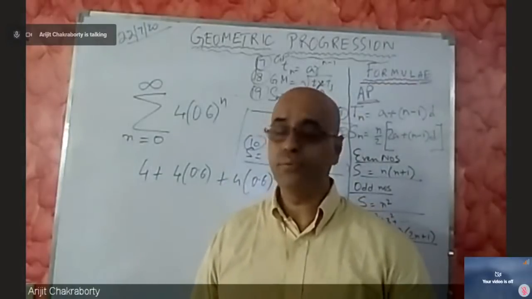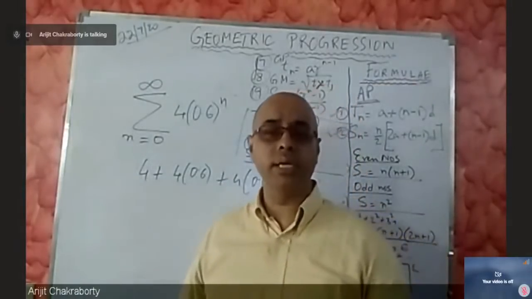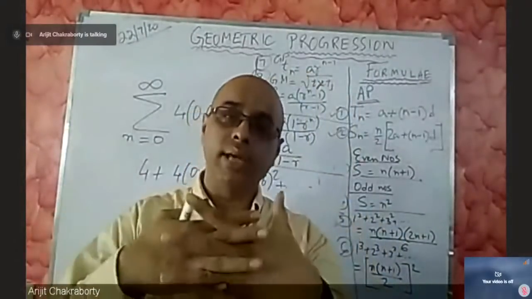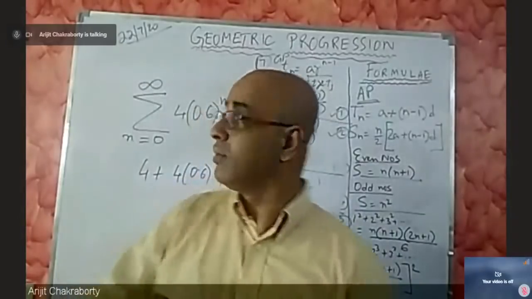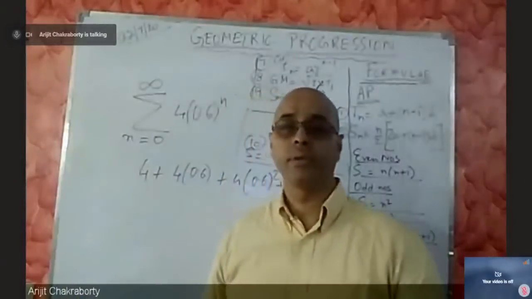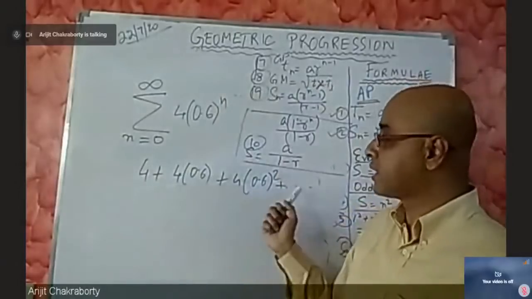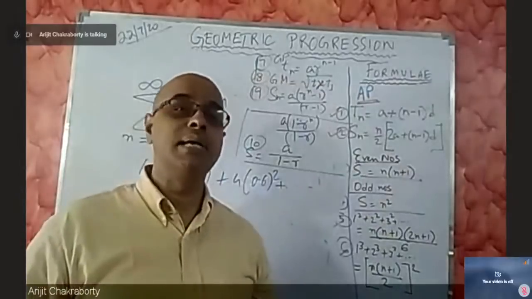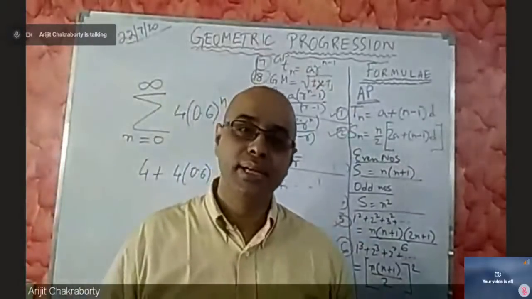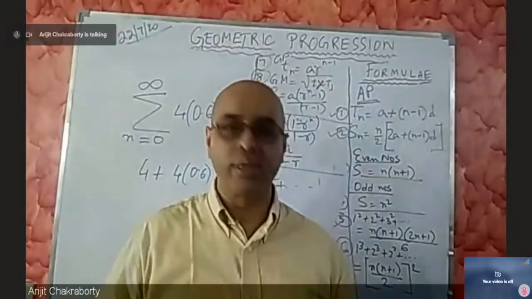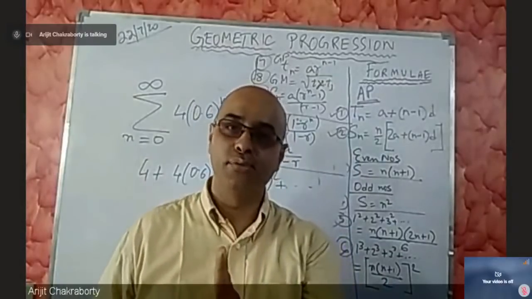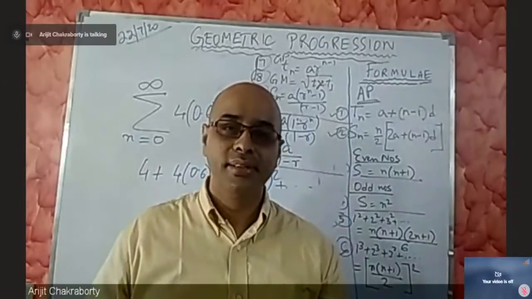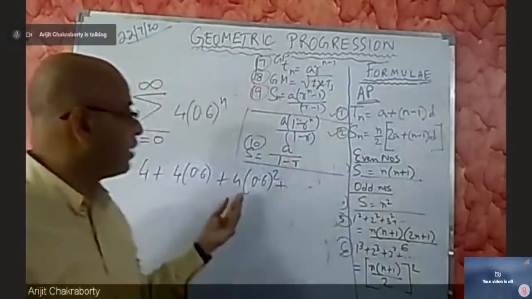So therefore, it's a beautiful idea. If you ever see mathematics and physics, normally they crisscross each other, especially when you talk about infinity. And this is an example of an infinite GP series. To imagine what infinity is, is difficult. But by God's grace, the formula is so simple. A by 1 minus R.